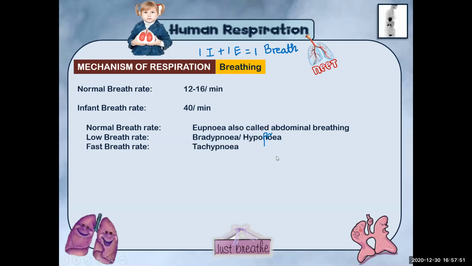Fast breath rate is called tachypnea. And if a person has difficulty in breathing, it will be called dyspnea. डिस का मतलब होता है डिफिकल्टी.